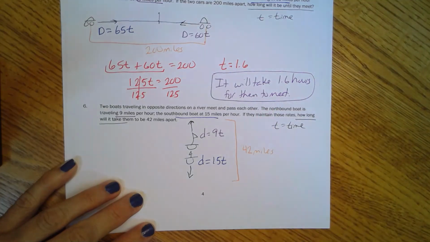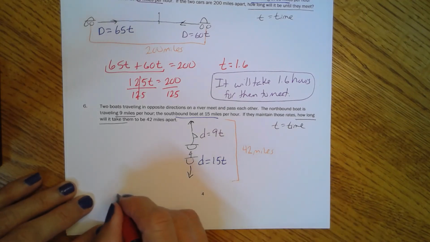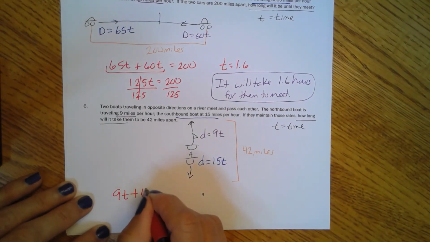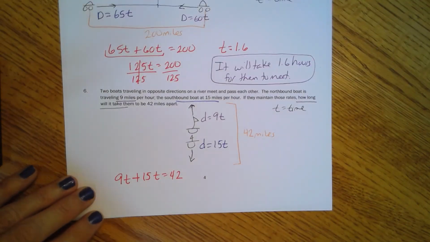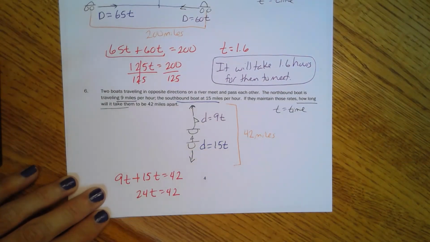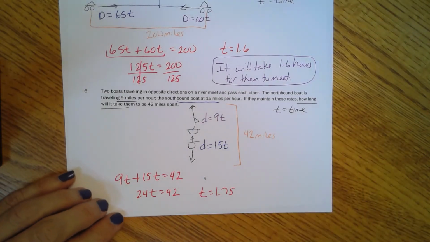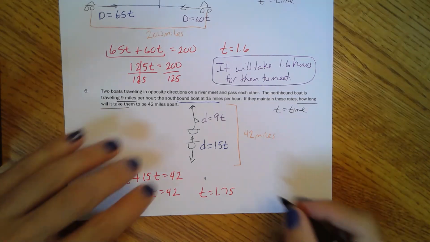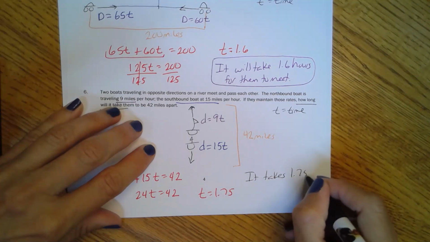So the distance of the first boat plus the distance of the second boat should equal the distance that they are apart. So 9t plus 15t should equal 42. So we're going to take 9 plus 15, which is 24t, equals 42. And then we're going to take 42 and divide by 24, and it's going to take 1.75. So the time is 1.75. So how long did it take them to be 42 miles apart? It takes 1.75 hours.